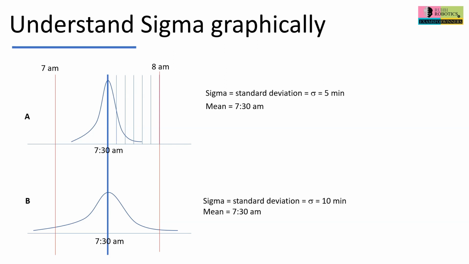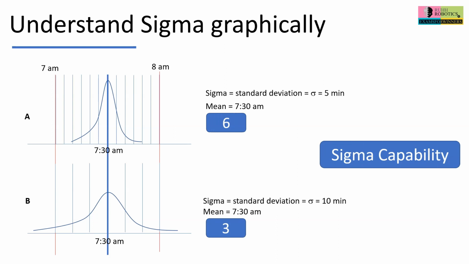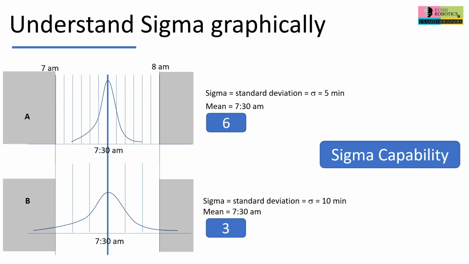Similarly, we can pack 6 lines between 7 a.m. and 7:30 a.m. In scenario B, we can clearly see that we can only pack 3 standard deviations on both sides of the mean. This 6 in the first scenario and 3 in the second scenario is what is known as sigma capability. A 6 sigma process is more efficient because the chances of the bus arriving before 7 a.m. and after 8 a.m. is very remote, which means it is almost never going to happen. However, in a 3 sigma process, it is quite likely that the bus will arrive before 7 a.m. or after 8 a.m.